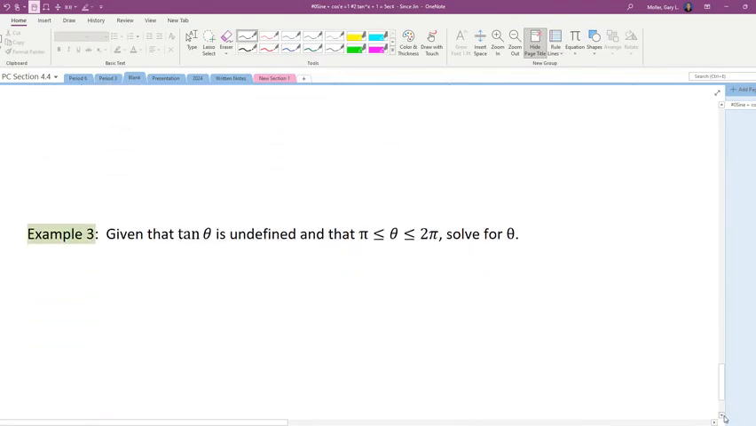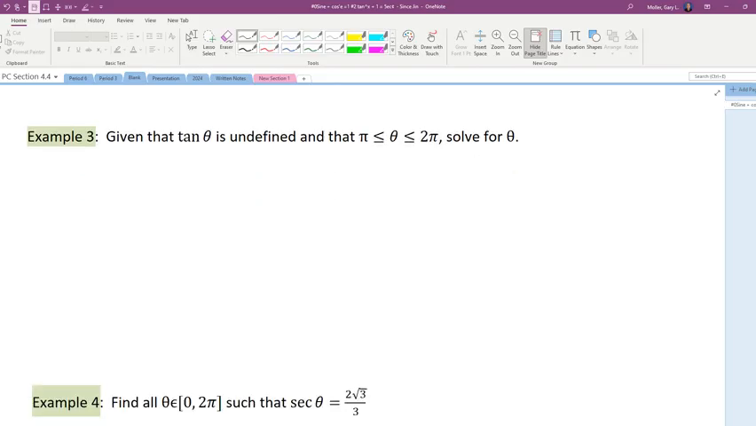All right, this time a small twist on the question, but very related. This time we've got the information that tangent of theta is undefined, and that theta in question is between pi and 2 pi. So that would be an angle in quadrants 3 or 4. Solve for theta. All right, so if tangent of theta is undefined, that means we're looking at a fraction with maybe a number on top and a 0 in the denominator.